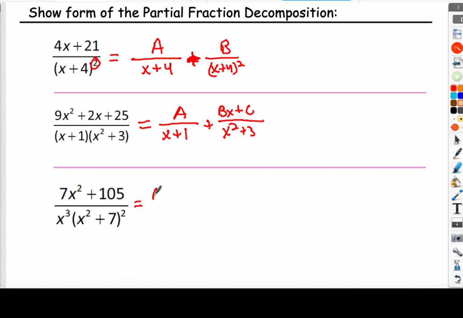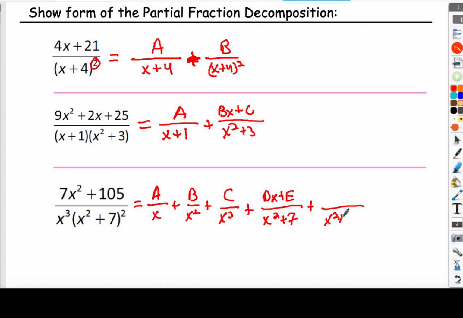So again, very simply, for x cubed, I would have to have A over x, B over x squared, C over x cubed. Then I would add on a Dx plus E. I'm just going to keep using more variables for the x squared plus 7. But I also need x squared plus 7 squared, so I'm going to need another Fx plus G. So that one would be, I'm sure, pretty fun to try to set up your system for. But just realize that's how you'd set up those bottom portions, given various different denominators.